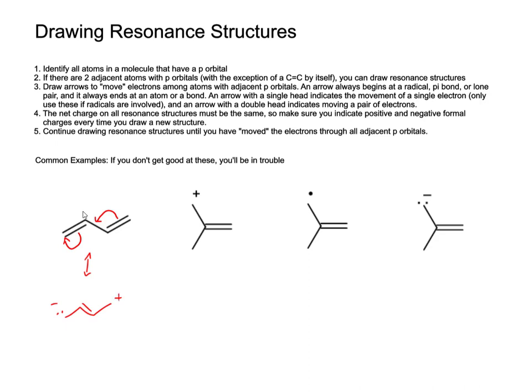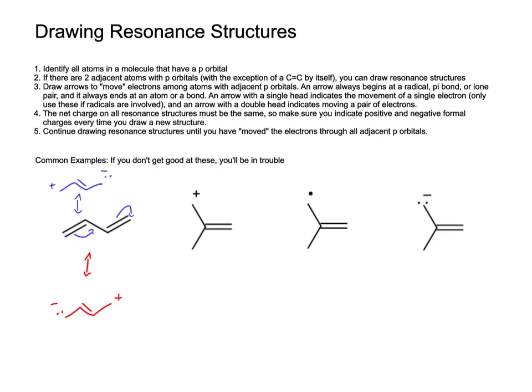Of course, I could have gone the other direction as well, so if I wanted to show a different resonance structure, I could have moved the electrons the opposite direction. And this, of course, would have given me a resonance structure with the lone pair and the negative charge on the right and the carbocation on the left. So in total, we have 3 resonance structures for this molecule.